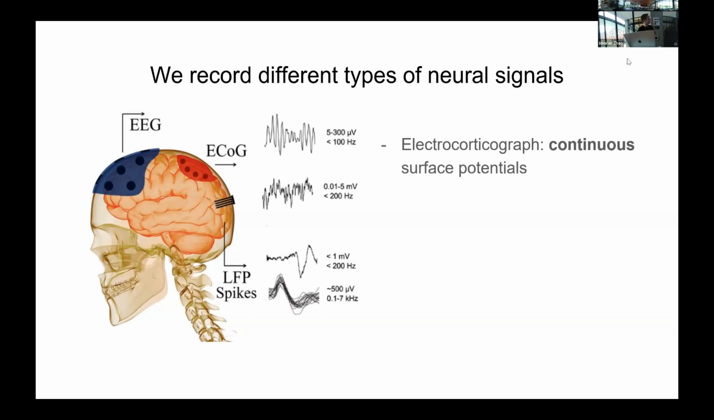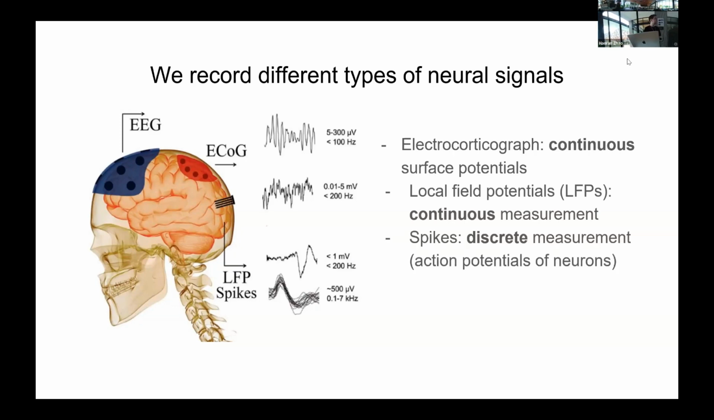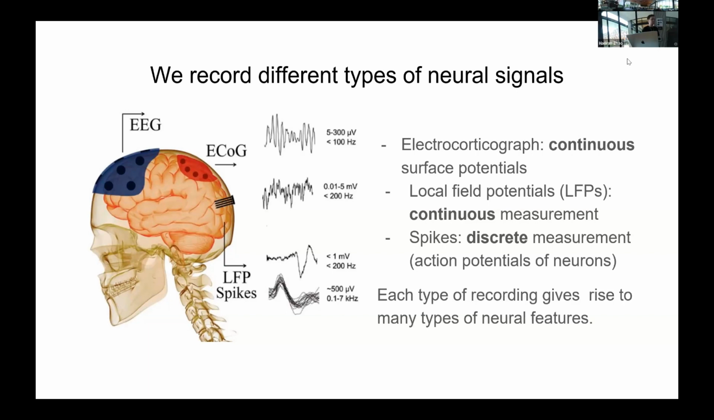We can also put electrodes into the brain, for example, Neuropixels, from which we can record local field potentials, which are also continuous measurements. And from the same intracortical electrodes, we can also record action potentials of neurons, which are discrete measurements like zeros and ones. Each type of recording gives rise to many types of neural features. A really good example is the ECoG signal, which is a broadband signal, and you can do FFTs and get all these features in different frequency bands.